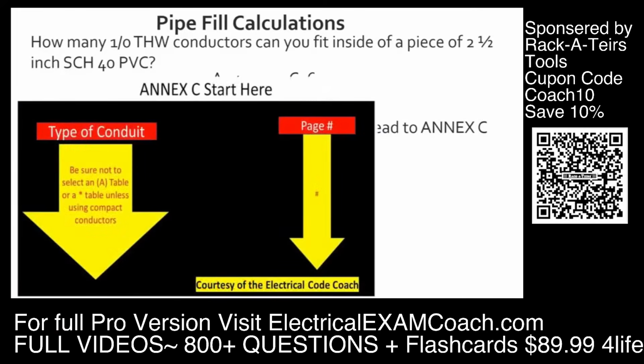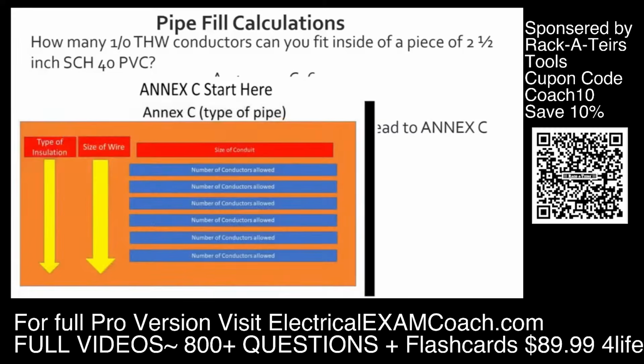When we get there, we're going to start on the left-hand side until we find our type of conduit, being sure not to select the A version of the table. Then we come across and find our page number. When we get to the table, we always read the black bold heading to make sure that we're in the right table. Starting on the left-hand side, looking for our type of insulation.